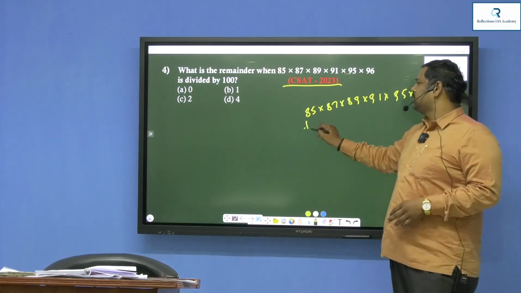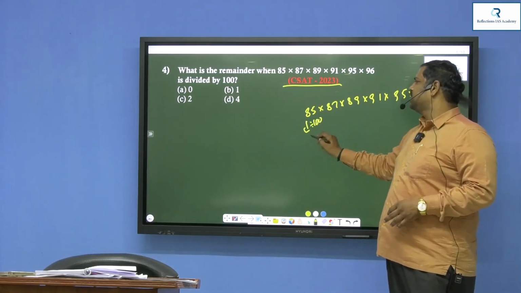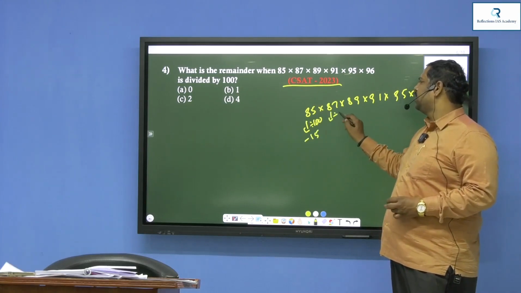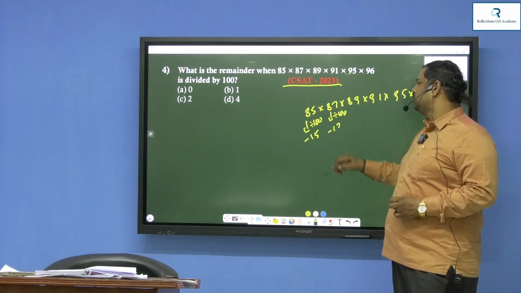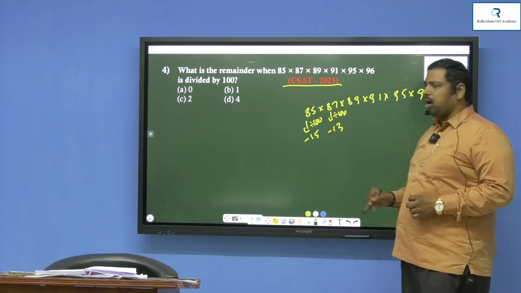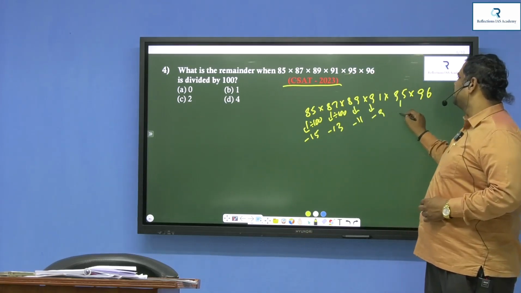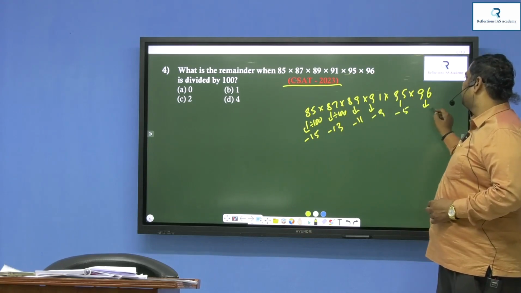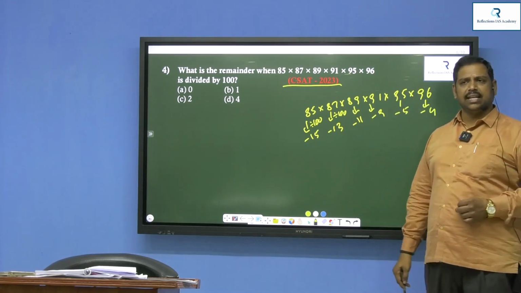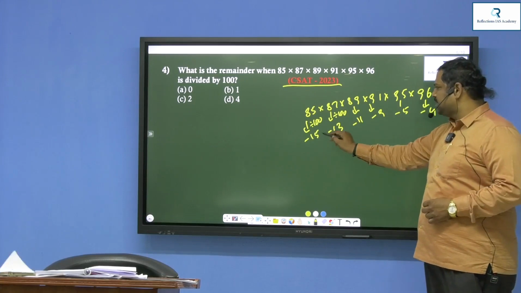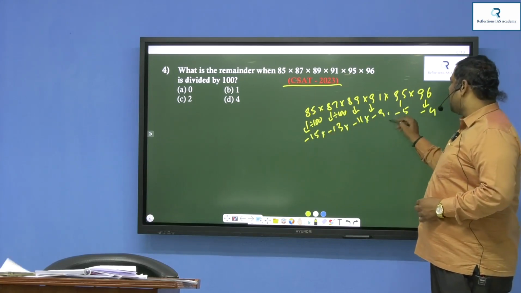I am dividing this one by 100. The remainder is minus 15. This one by 100, the remainder is minus 13, right or wrong? Divide this one: minus 11. Minus 9. Minus 5. Minus 4. Say yes or no? These are all multiplied, right? How many negative numbers are there?